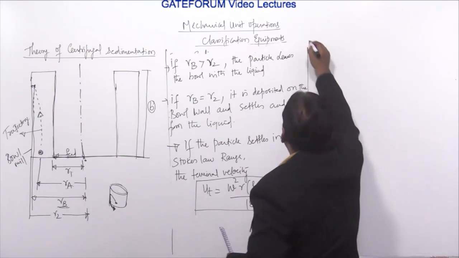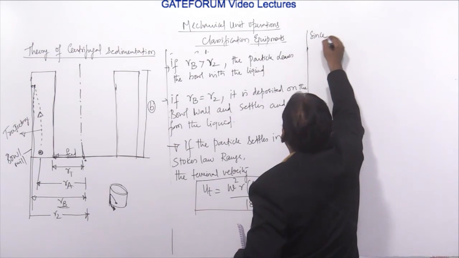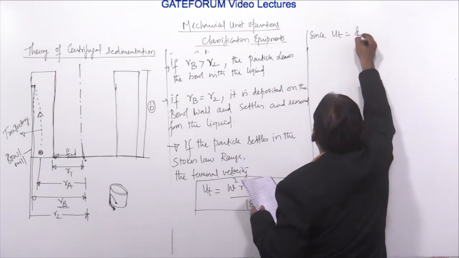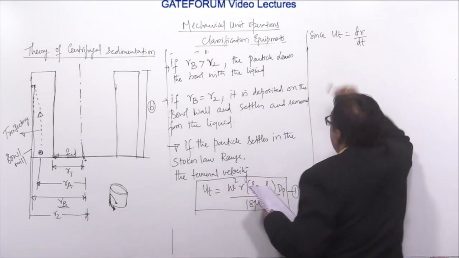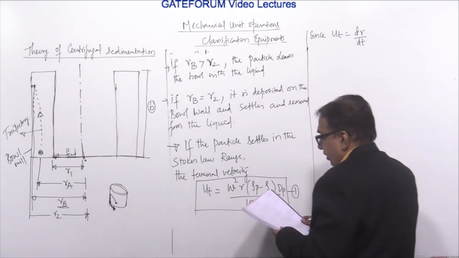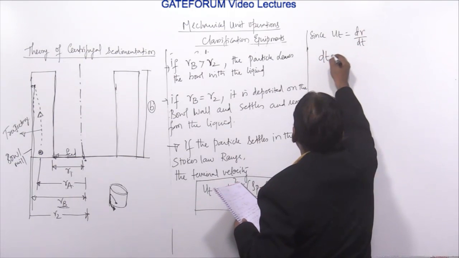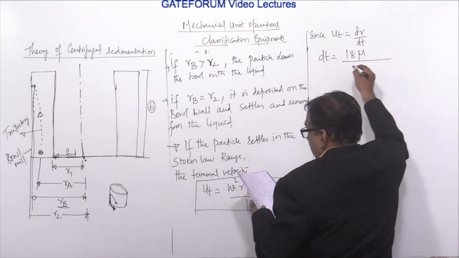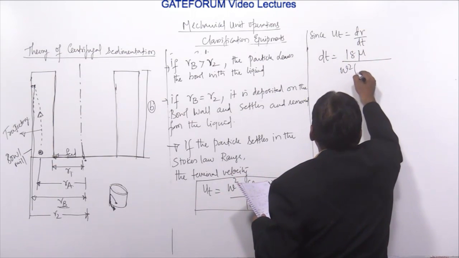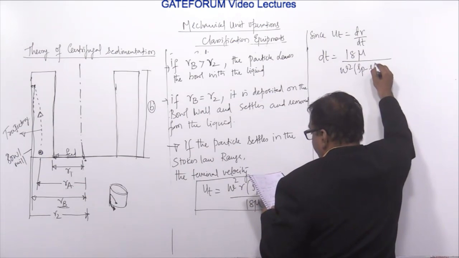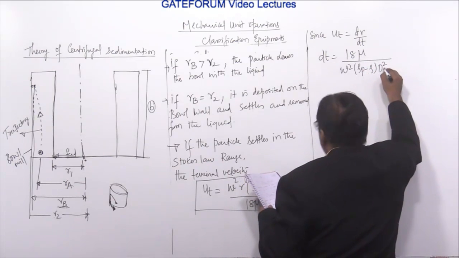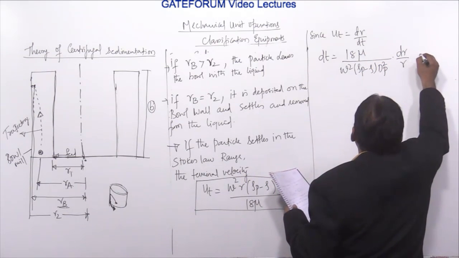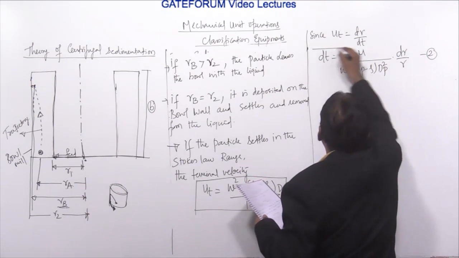Since ut is equal to dr by dt, then dt is equal to 18 mu by omega square into rho p minus rho d square p into dr by r.